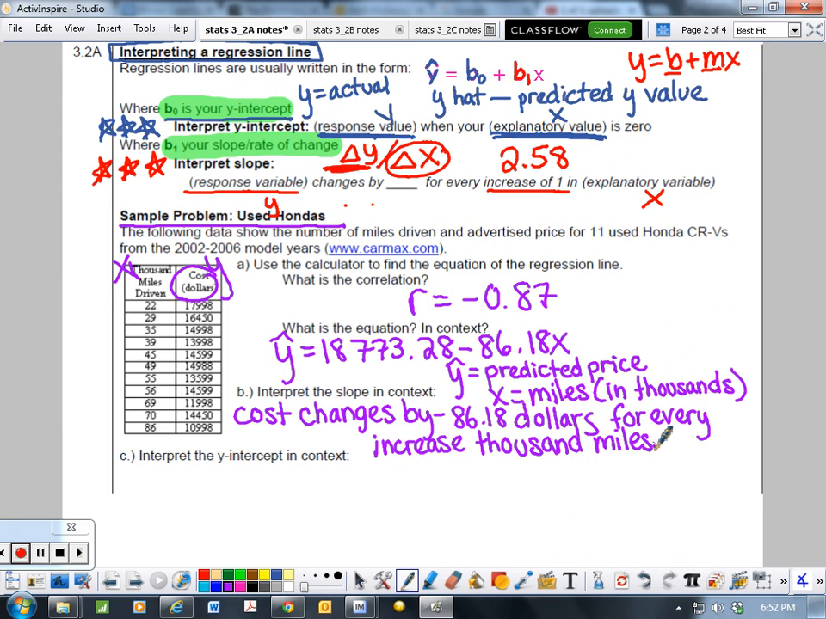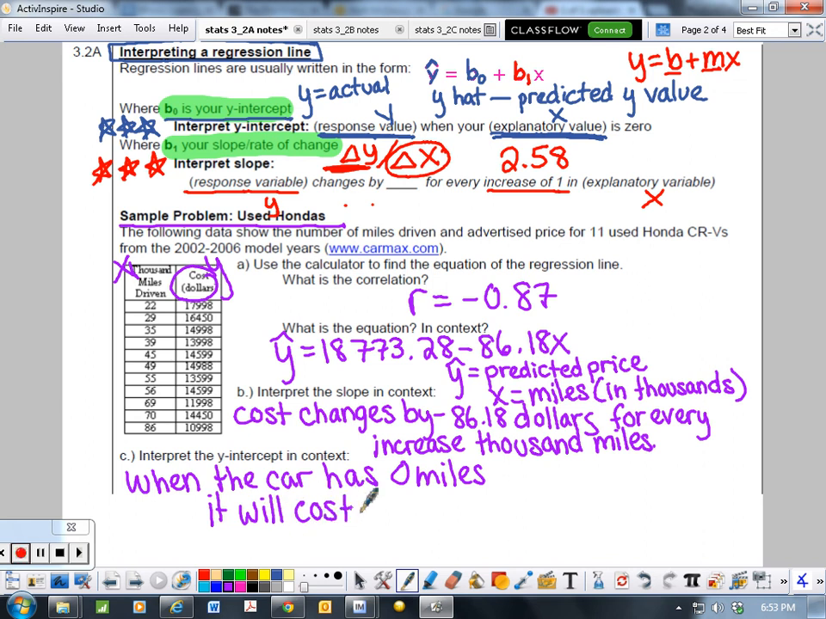Okay, interpret the y-intercept in context. So the y-intercept is when I have no x, the y value when x is 0. So when the car has 0 miles, it will cost $18,773.28.